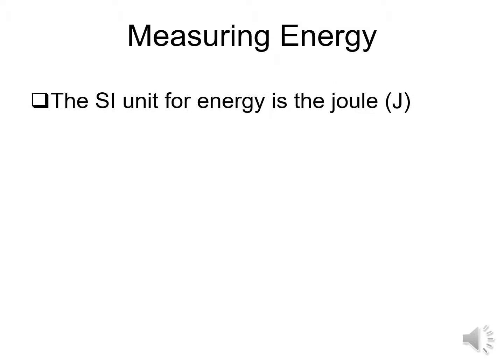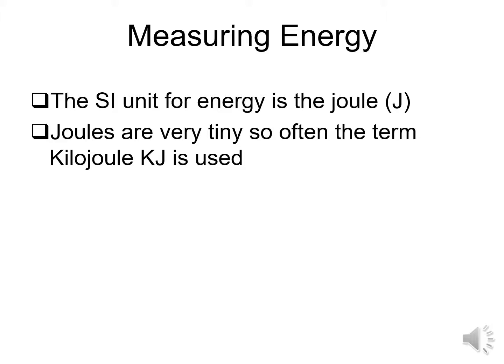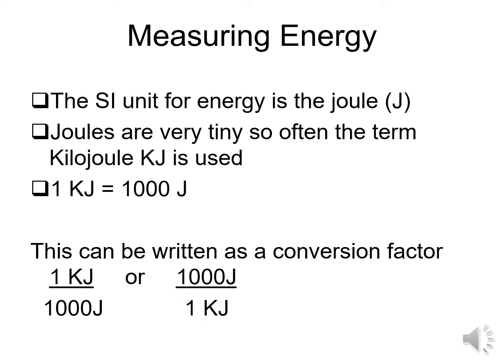How do we measure energy? Well, the International System unit of energy is called the joule, capital J. Joules are not much energy. It's a small energy unit, so very often we will use the kilojoule instead of the joule. Of course, a kilojoule is 1,000 joules. Because of that, we can convert from one to the other. We can say 1 kilojoule for every 1,000 joules, or 1,000 joules for every 1 kilojoule.